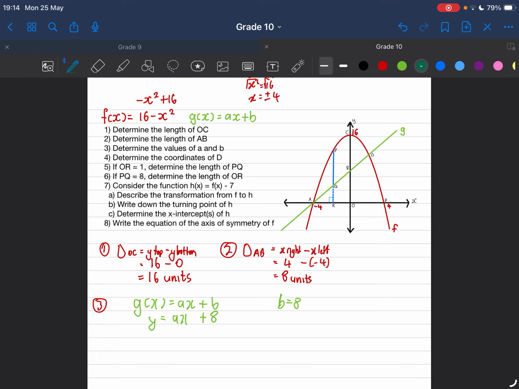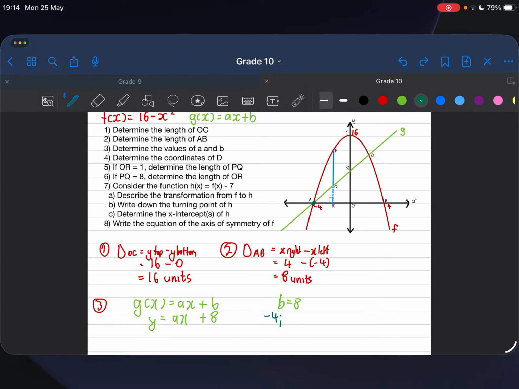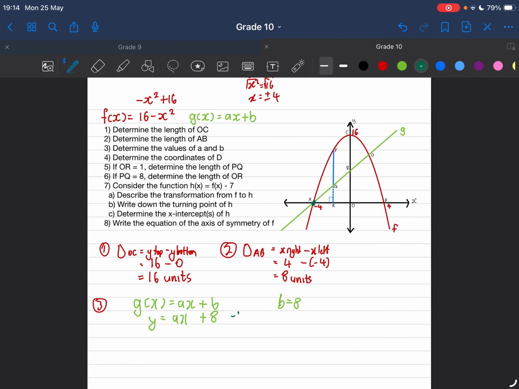Yeah, it's over here. This intercept that you found of a is also the intercept of the straight line graph. So you can say -4 and 0. Sorry, let me just put this a little bit more to the left. So -4 and 0. So you'll put 0 is equal to -4a plus 8. So 4a is equal to 8. Divide both sides by 4, a is equal to 2. So your a value is equal to 2. And the equation is y is equal to 2x plus 8.